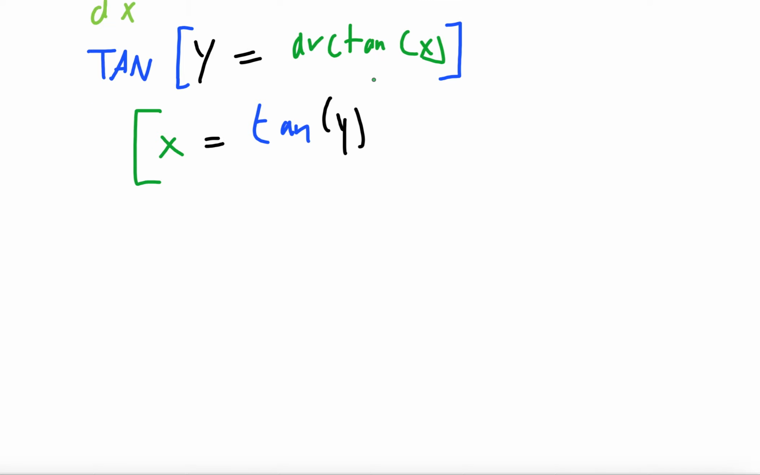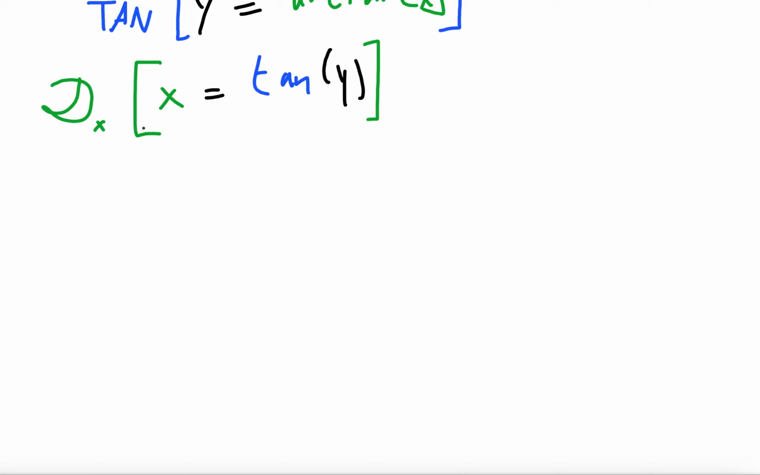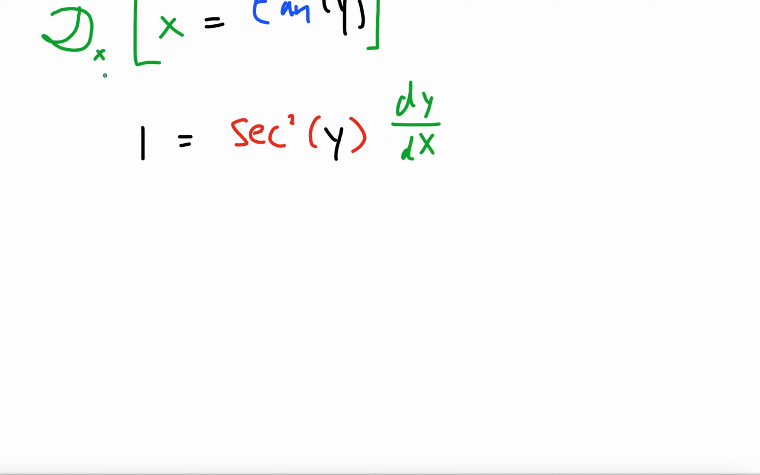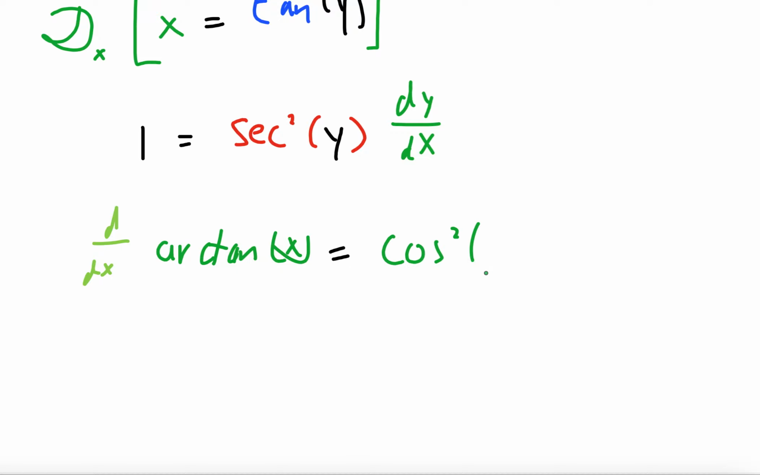So we now take the differential operator d sub x with respect to x. Differentiating x with respect to x, we get 1. And differentiating tangent, we get secant squared of y, and we multiply that by dy dx by the chain rule. Ultimately, we get that dy dx, or the derivative with respect to x of arctan of x, is going to equal cosine squared of arctan of x. So I'm going to write that: cosine squared of arctan of x.